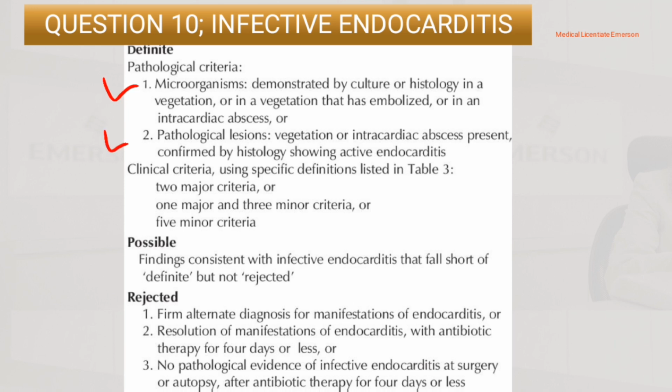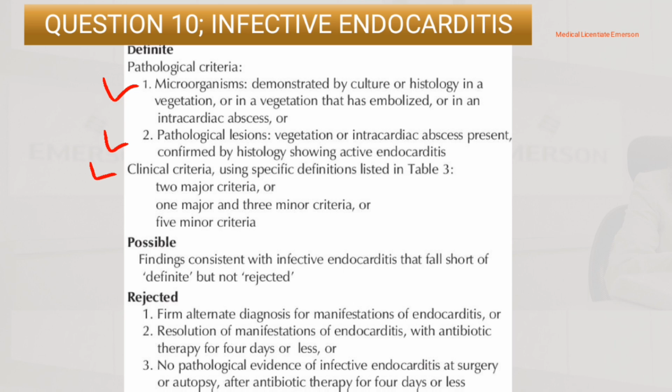Then you can also have a pathological lesion, meaning the vegetation or intracardiac abscess is present and it is confirmed by histology showing active endocarditis. So this is a pathological criteria. Then for the clinical criteria, which is the one we most commonly use, it is a clinical criteria using specific definitions, the ones we have been talking about: the blood culture, the echo findings of endocardial involvement, then the fever and whatnot.